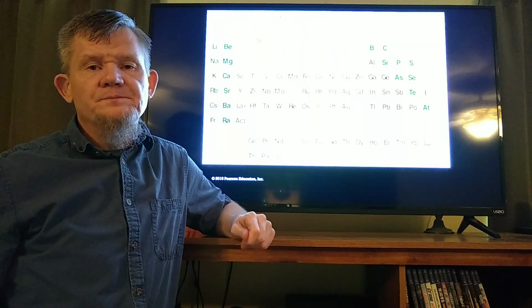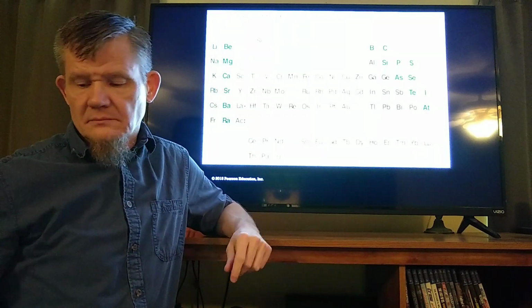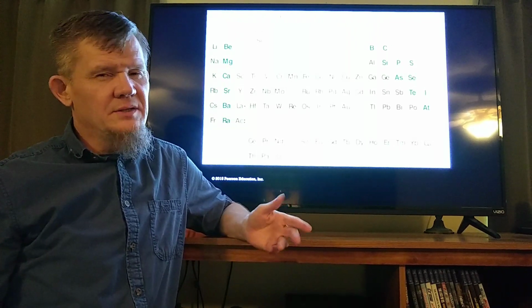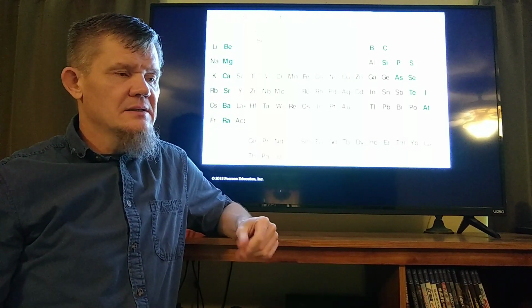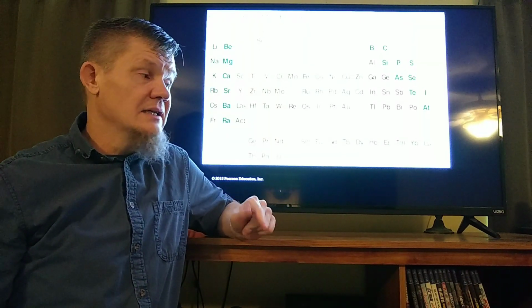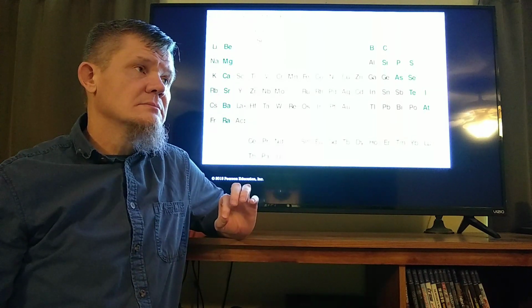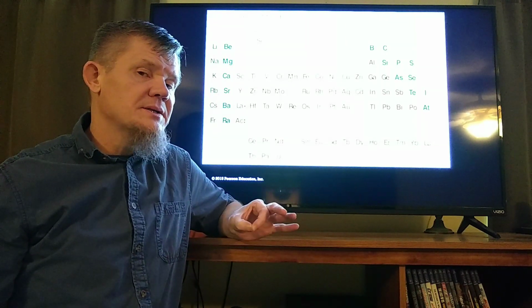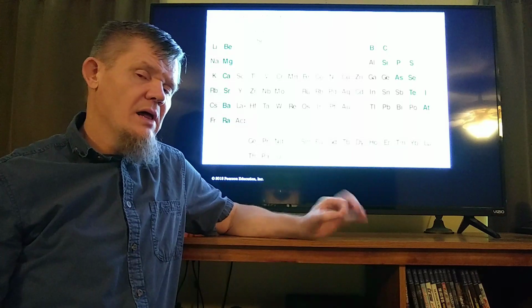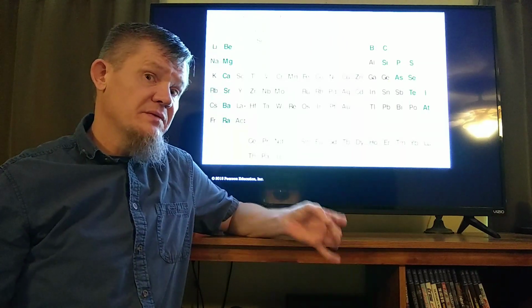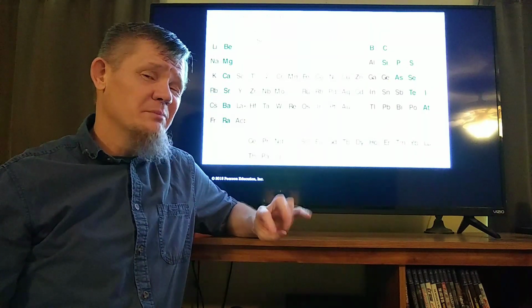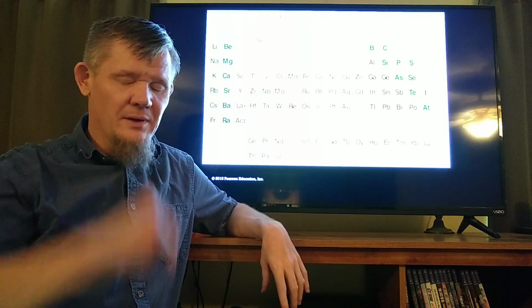boxes. The reason why we round to the nearest whole number is that, and we'll talk about it in just a second, it's that not all atoms of an element are identical. They'll all have the same number of protons, they'll all have the same number of electrons, but they will have different numbers of those neutrons. We'll talk about it in just a second.